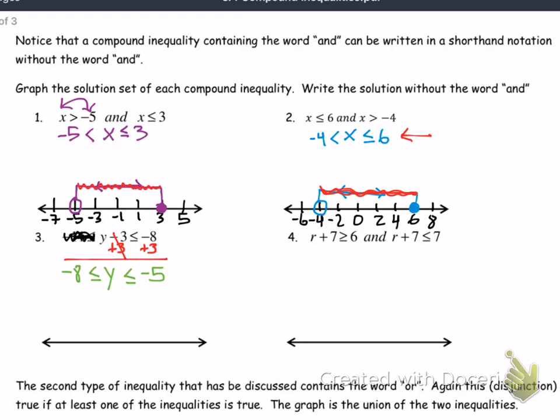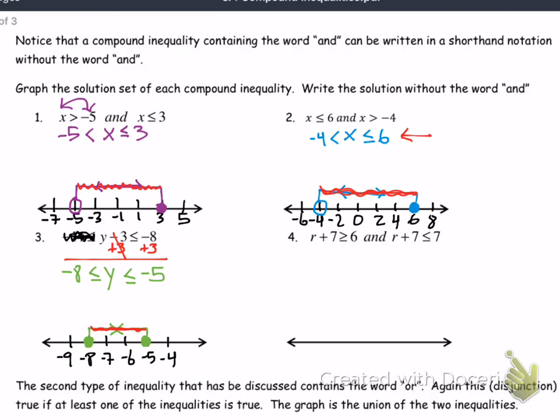Now, if we were to graph this separately, we are really saying that y is greater than or equal to -8, just like that. But y is also less than or equal to -5. After we graph those individually, you'll notice that there is an intersection again in the middle.